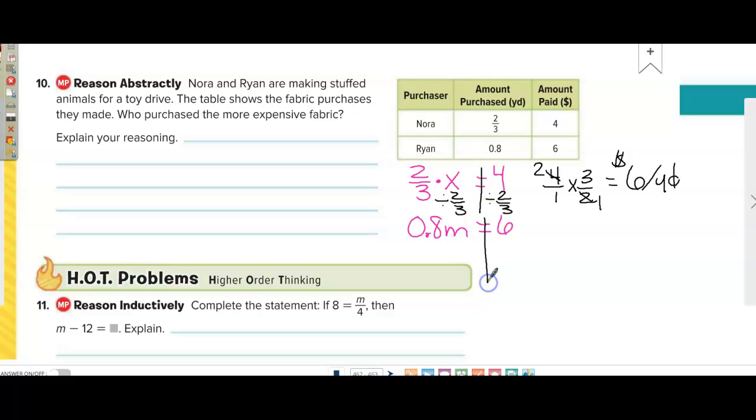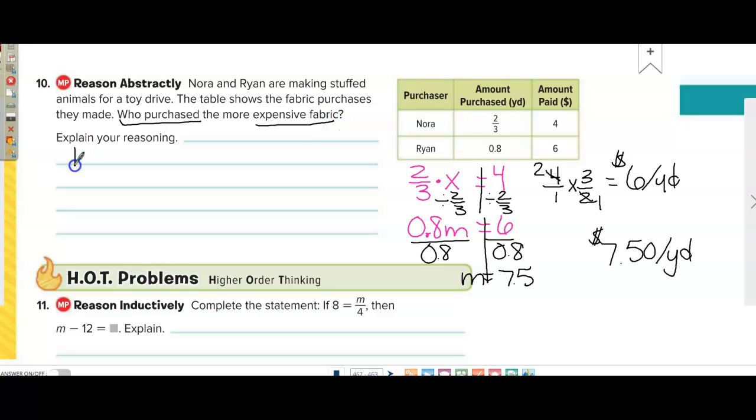All right, for Ryan, these two are multiplied again, so the opposite would be to divide. I divide by the number with the variable. So I divide by 8/10. I would type 6 divided by 8/10 into my calculator, and I would get n equals 7 5/10. So Ryan's fabric is a total of $7.50 per yard, because again, he didn't buy the entire yard, he only bought 8/10 of it.